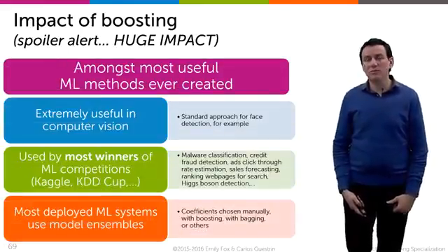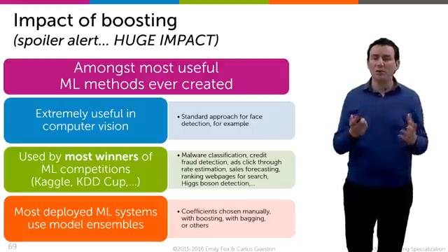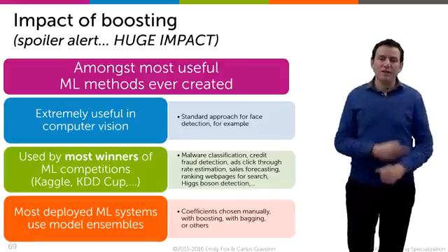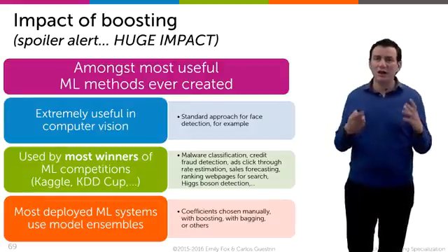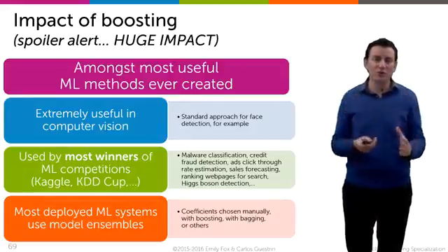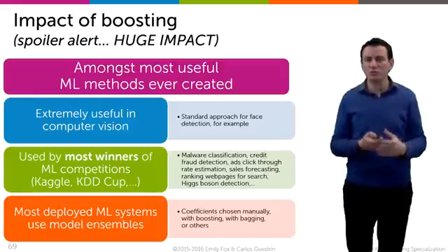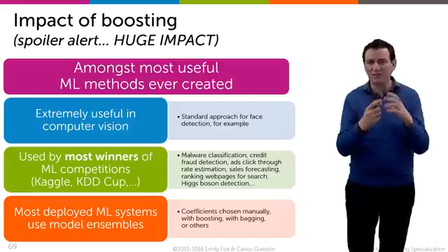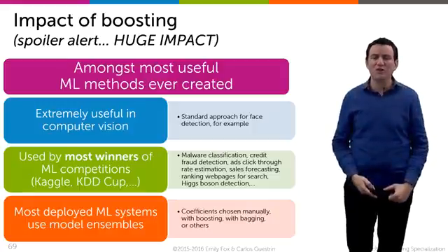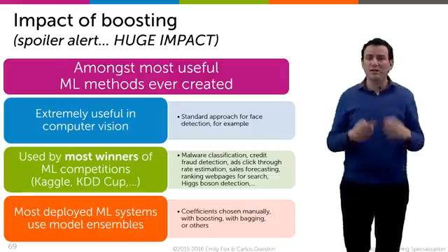It's amongst the most useful machine learning approaches out there. It's useful in a wide range of fields. So for example, in computer vision, a lot of the default algorithms in computer vision use boosting, like face detection algorithms, where you take your camera, you point it at something and it tries to detect your face, who is there. That uses boosting, extremely useful.